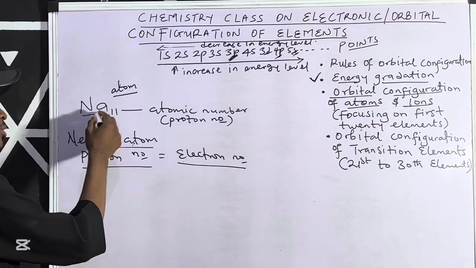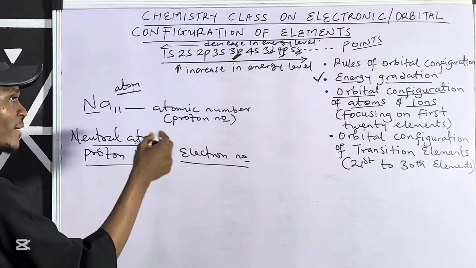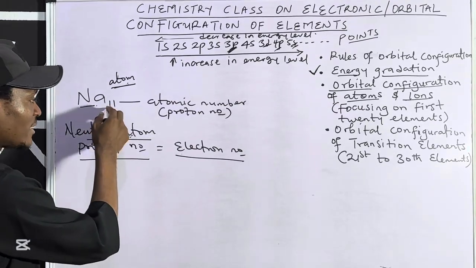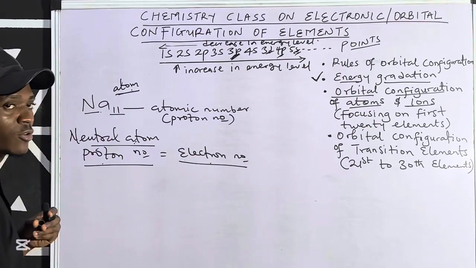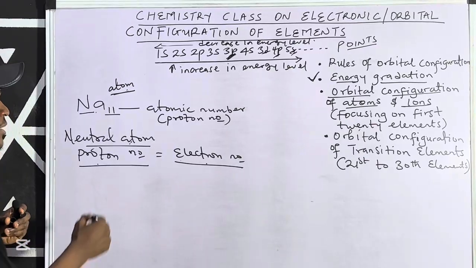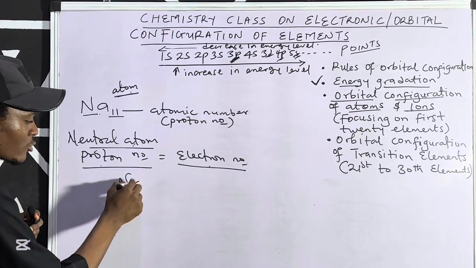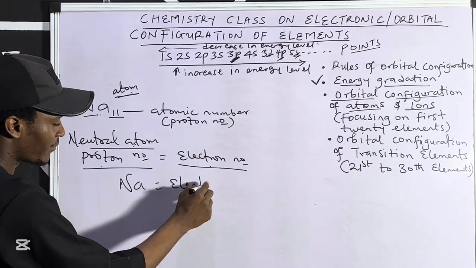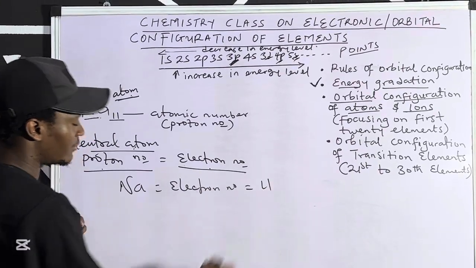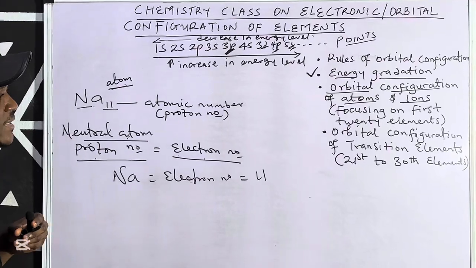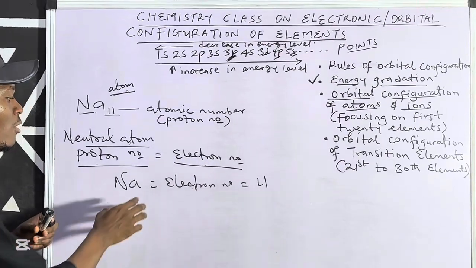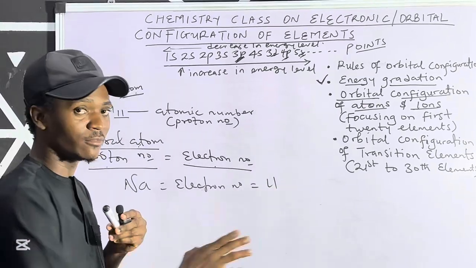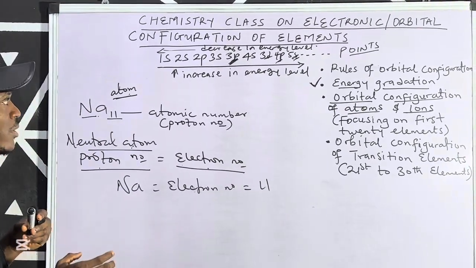So since this is a sodium atom and this atom is neutral, meaning it does not carry a charge, then the proton number of sodium, which is 11, will still be the same as the electron number. That's what it means. So if the electron number of this sodium is 11, then how do we get the orbital configuration of sodium atom? It will be very easy. Remember, we are working with 11 electrons. So how do we go about it?